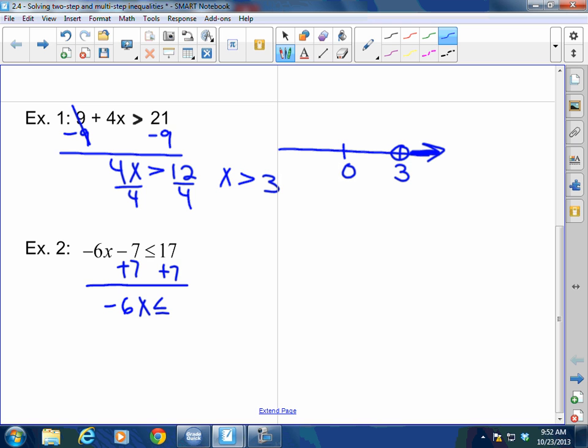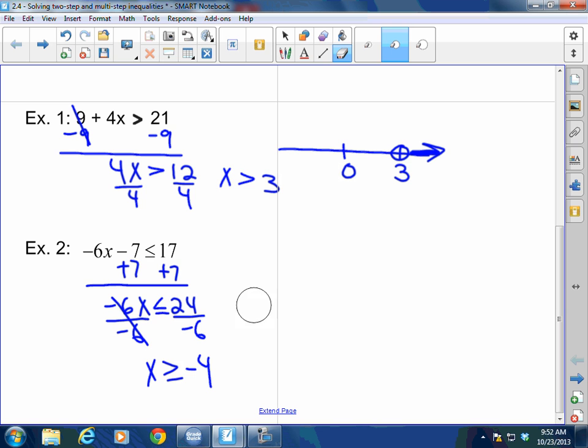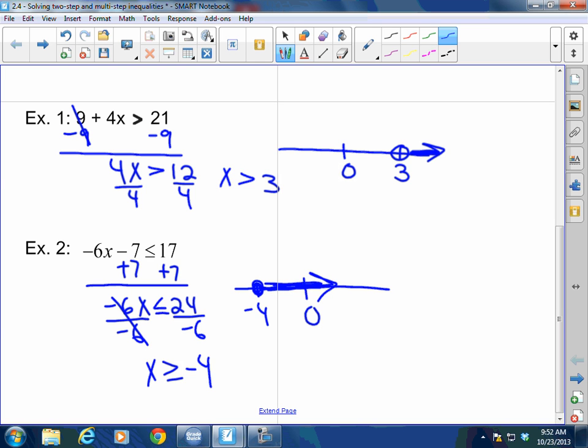Negative 6x less than or equal to 24. Now I divided by a negative. What does that mean? I flipped the sign. Very good. That's negative 4. That was an ugly 4. I don't like it at all. And then here's my negative 4. Closed circle. Greater than. Does that make sense?